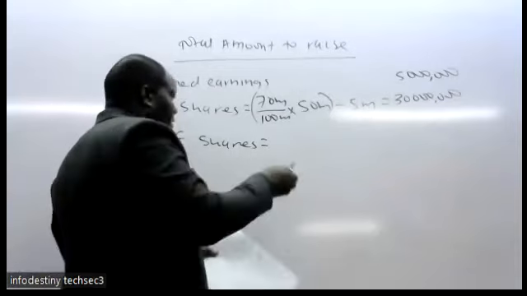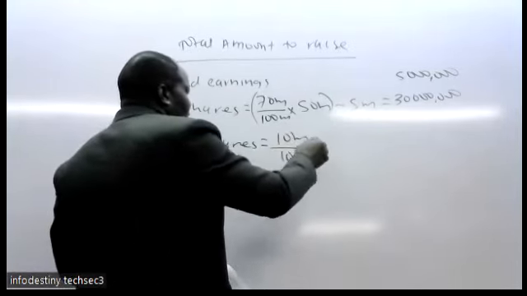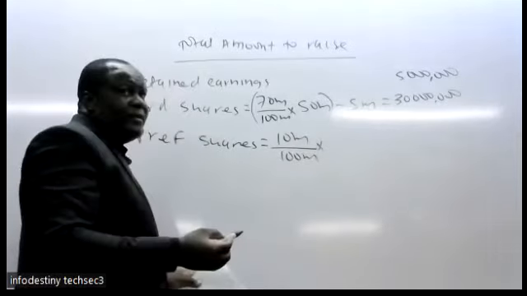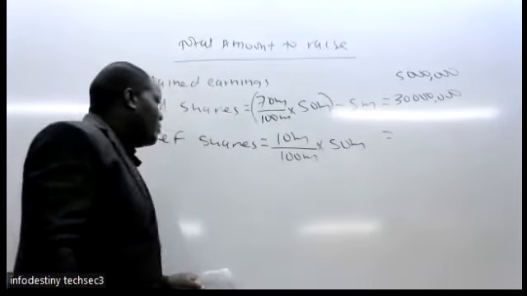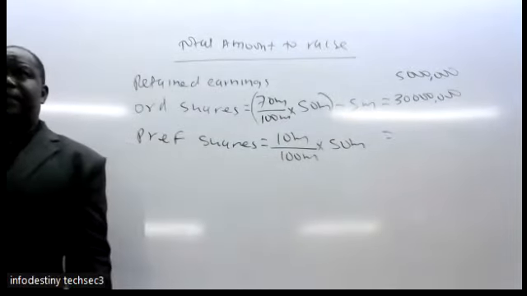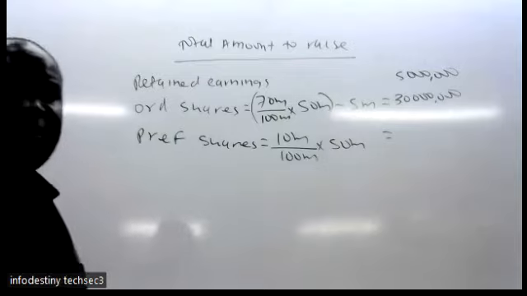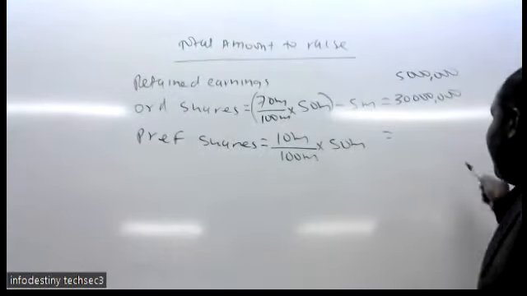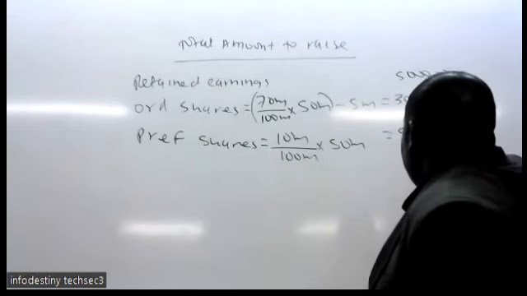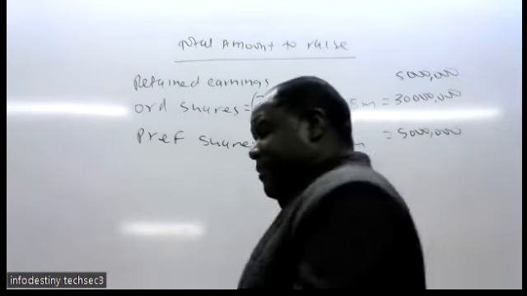So they have given you 10 million. Are you able to see the 10 million? Divide by the total again, which is 100 million, multiplied by 50 million to know which proportion we got the preference share. So how much are we giving the preference shares? It's 5 million.